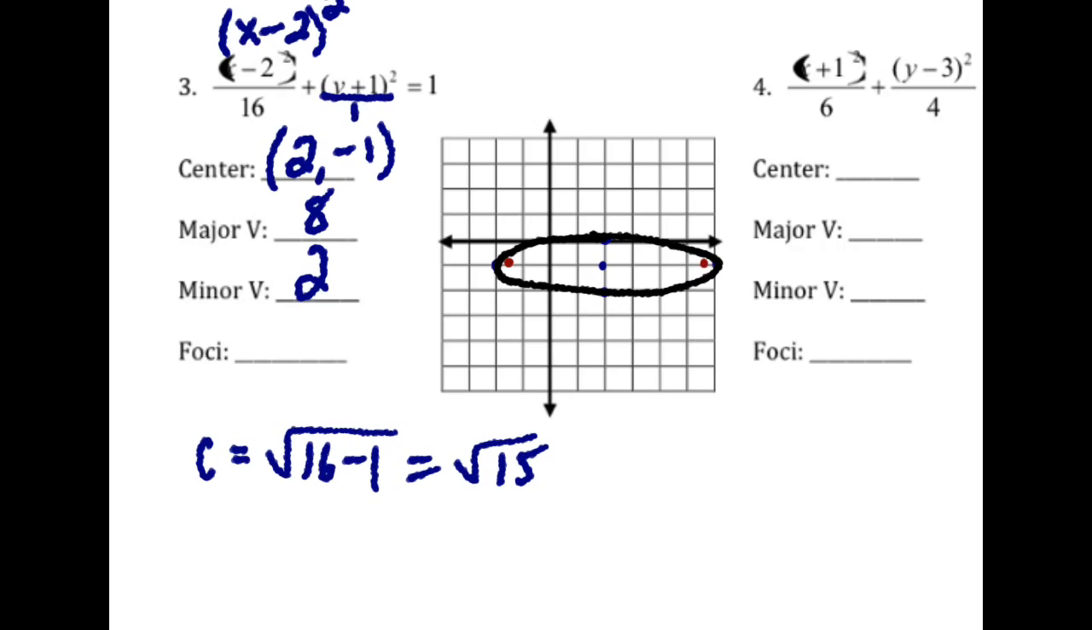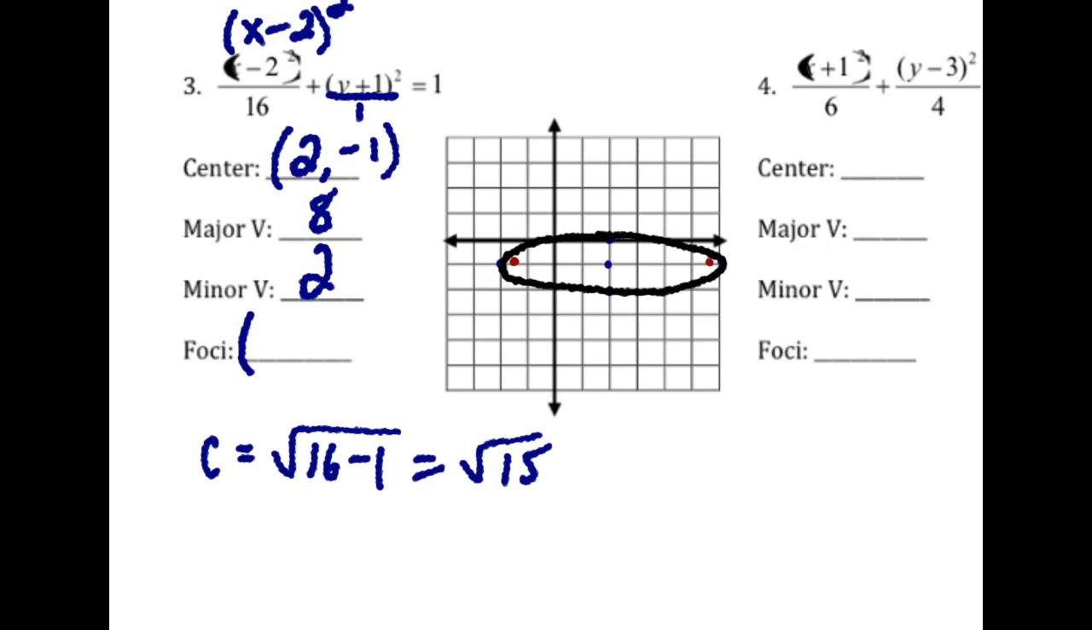Now, to give the coordinates of that, and just for simplicity, I'm just going to give the coordinates of the rightmost focus point. Okay, so what we have there, if you think about where it is, it's to the right 2, and then it's over another square root of 15. So the coordinate of that focus point is at 2 plus the square root of 15. Okay, so that's the x coordinate of that focus point.